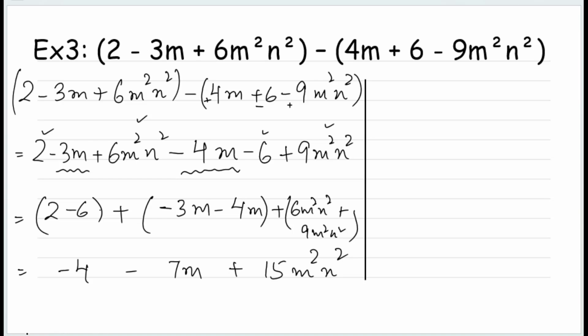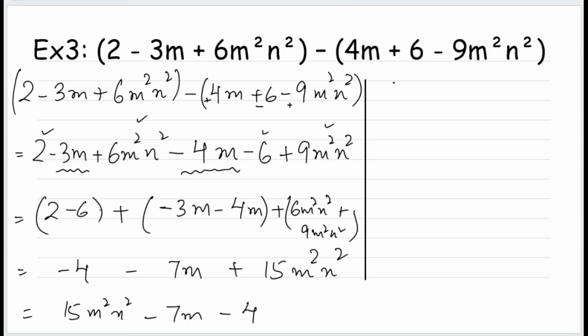Sometimes in the practice test or in the books, they rewrite this answer as 15m square n square minus 7m minus 4. They just write this 15m square n square first and the constant term last, because they are writing the expression in the standard form. Standard form means the highest degrees, the highest powers first, then less powers, and in the last, constant term.